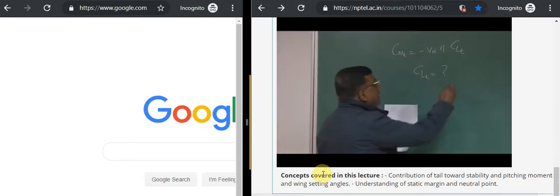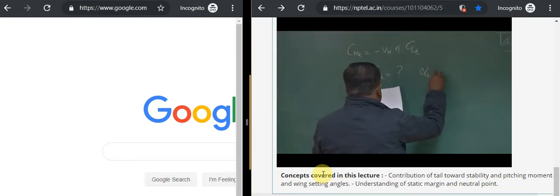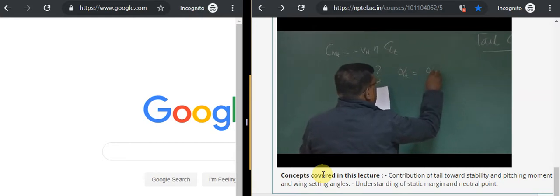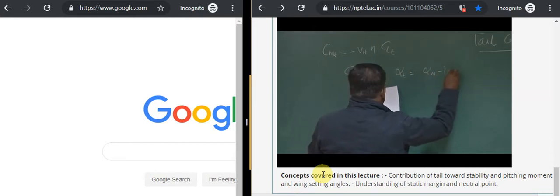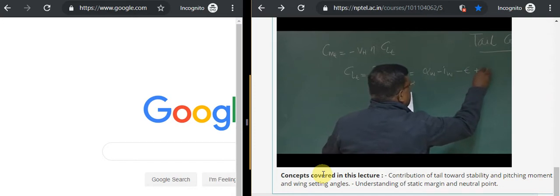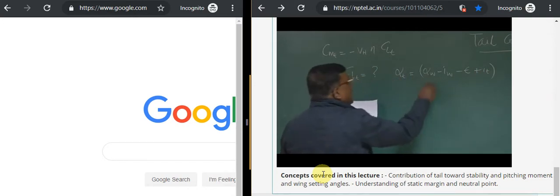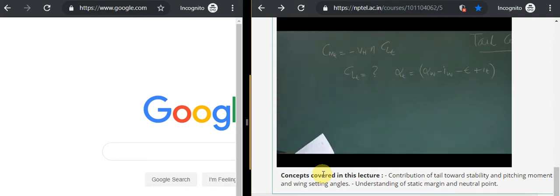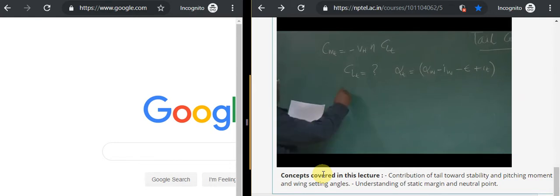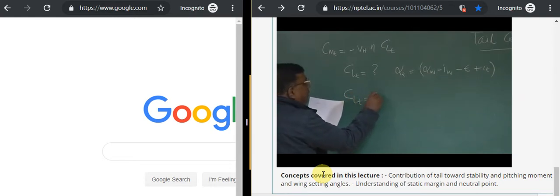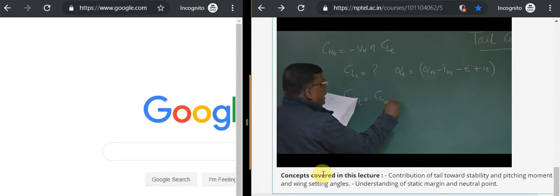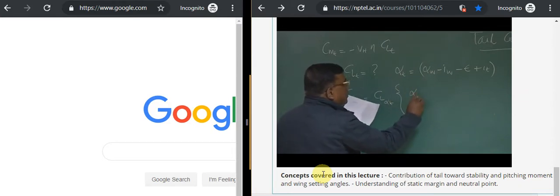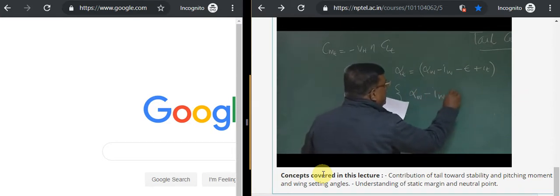We already know alpha t is equal to alpha w minus iw minus epsilon plus it, where it was the tail setting angle. So CLT will be what? It's very straightforward: CL alpha tail into alpha w minus iw minus epsilon plus it.